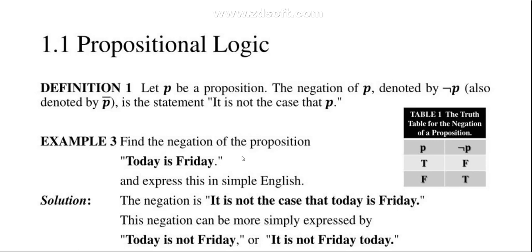So again the same thing. What is negation? Negation is the opposite of something. Today is Friday. What will be the negation of this? Today is not a Friday. And again the same truth table is here. For P, the negation of P is this one. Negation of T is false. Negation of false is true.